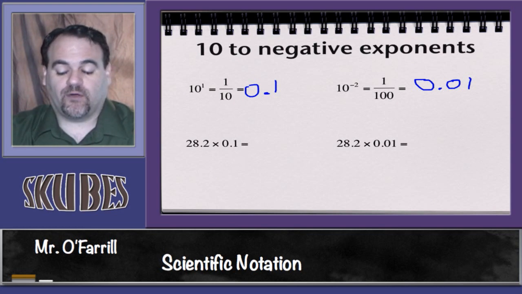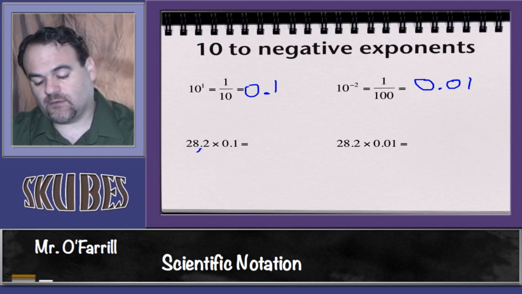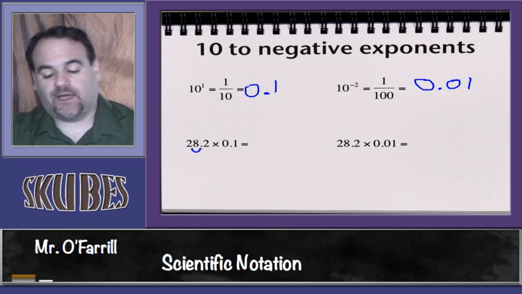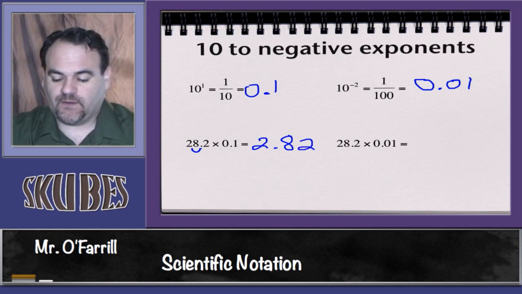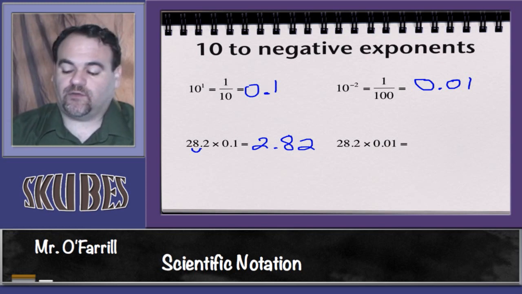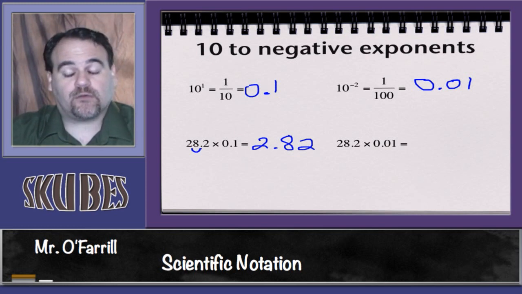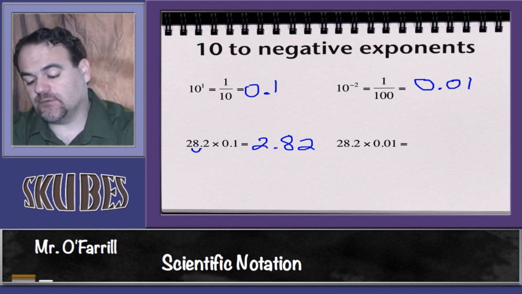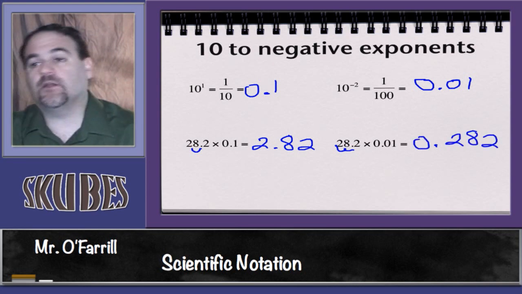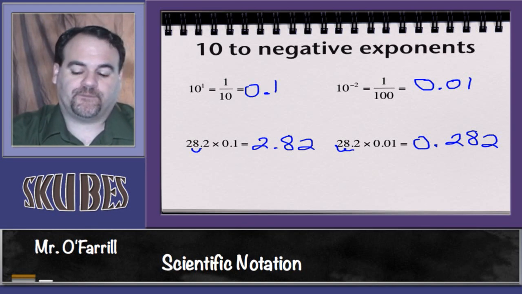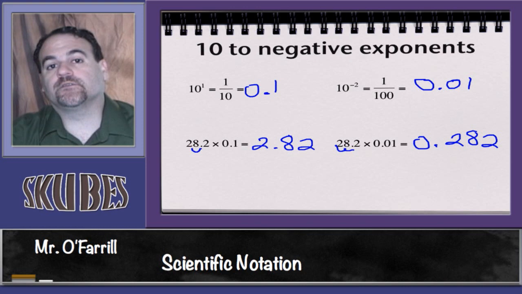For instance, here, 28.2 times 0.1, or 1/10, moves the decimal point one place to the left. So we have 2.82. And here, the same number, 28.2 multiplied by 0.01, is going to move the decimal 2 places to the left. So we can say 0.282, or what some people like to write is 0.282.